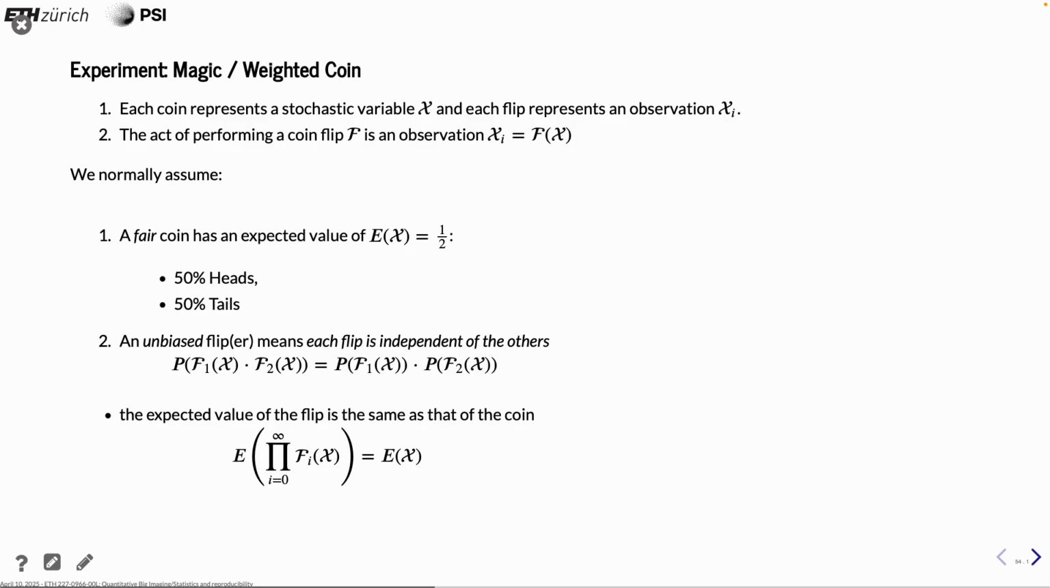And then we see what happens. In that case, the unbiased flipper means that the probability of each flip is the same as the product of each flip, the same as the probability of a flip times the probability of the flip. So in the end, we can get the expected value of all flips should be a half, and that is what we are aiming for.